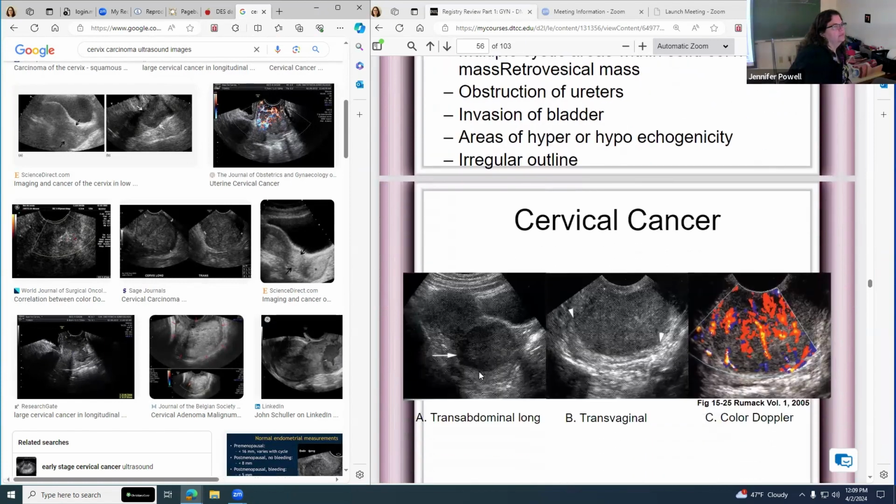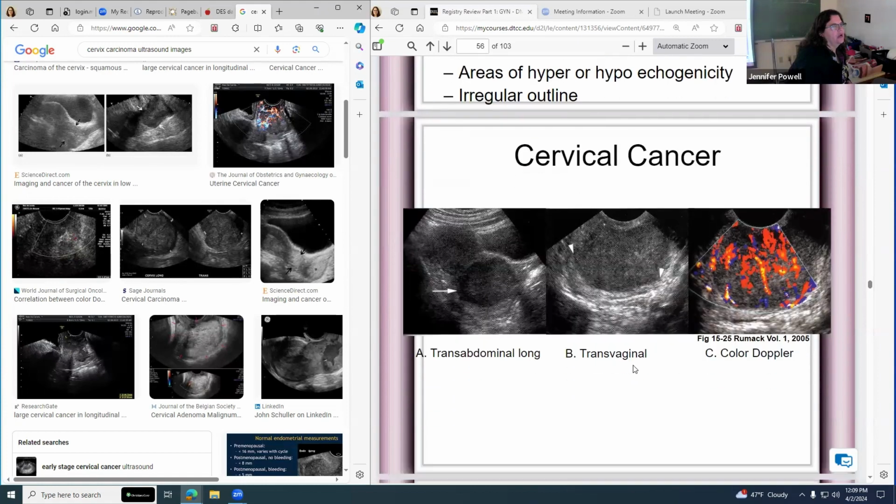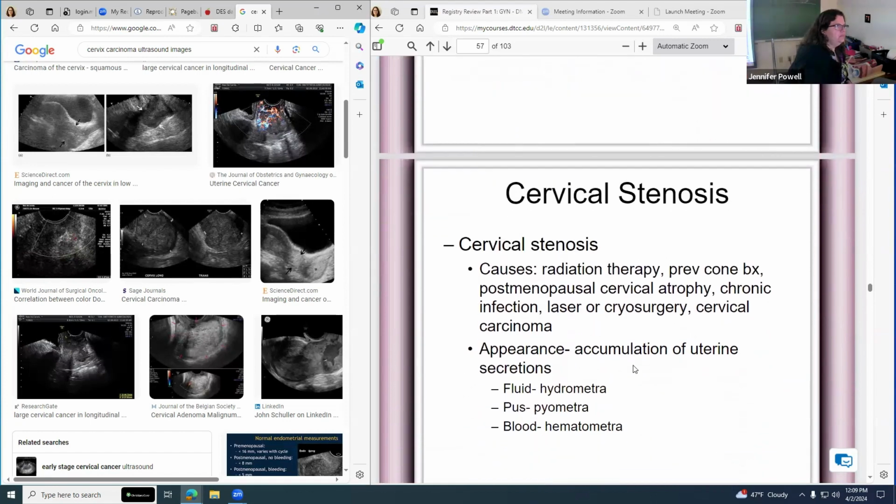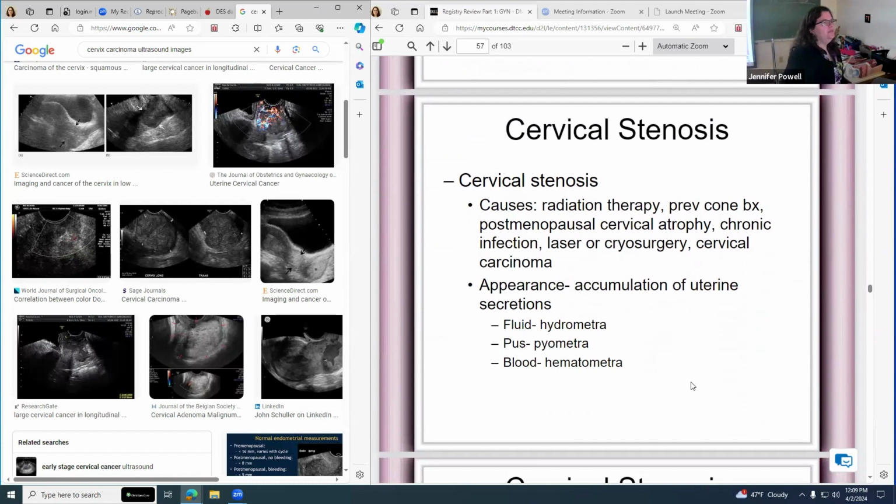So here we go. Transvaginal long. Transverse and color Doppler shows high vascularity. Cervical stenosis can be caused by radiation therapy, previous cone biopsy, postmenopausal cervical atrophy, chronic infection, laser or cryosurgery, and cervical carcinoma. That would be a narrowing of the cervical canal.